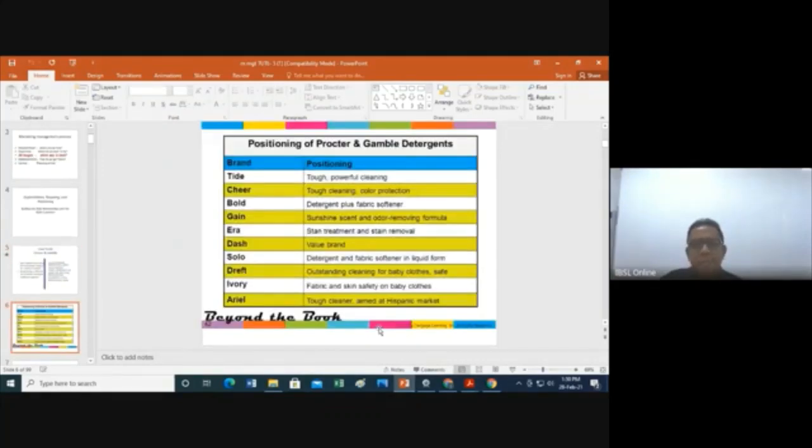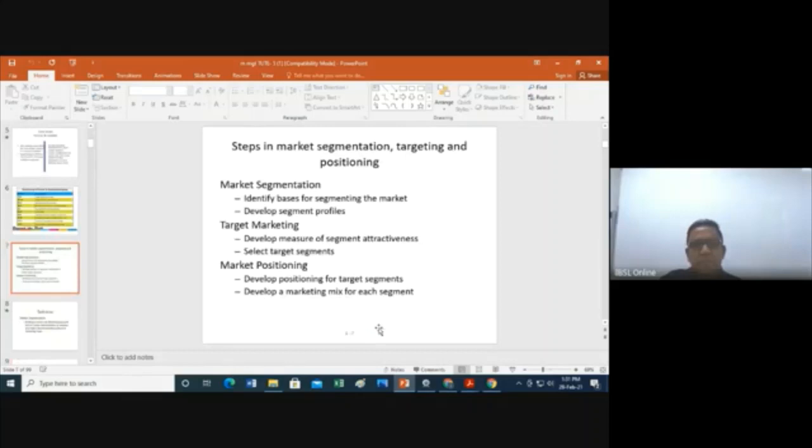We were discussing the importance of doing segmenting, because if you take Procter and Gamble, one of the biggest FMCG companies in the world, they have even identified there are many segments within the detergent market. Detergent means what we use for washing at home. So they had Tide for powerful cleaning, then Cheer, Bold, Gain, Era, Dash, Solo, Draft, Ivory, Ariel. So these are different types of detergents meeting different types of needs of the customers. So then we said market segmentation is critical.